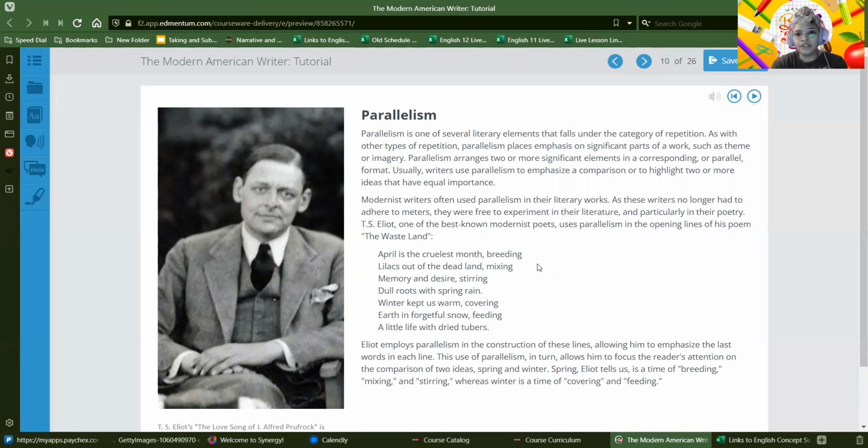So this is parallelism because there's a pattern here. Breeding, mixing, stirring, covering, feeding. He wants you to see the difference between what the sentences are saying and how important these different things are that people are doing. He's telling us that spring is a time of breeding, mixing, and stirring, but winter is a time of covering and feeding. So he's describing these seasons in a way that makes you have to look at what you do during these seasons.